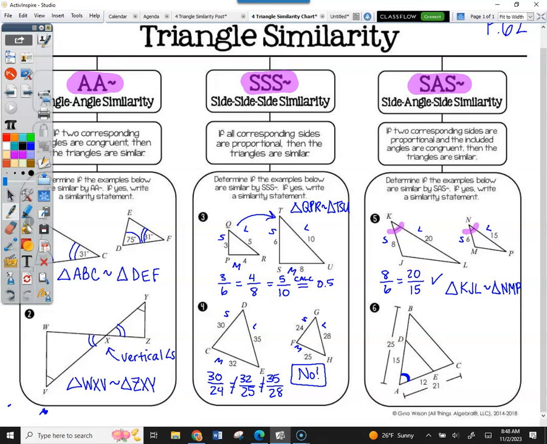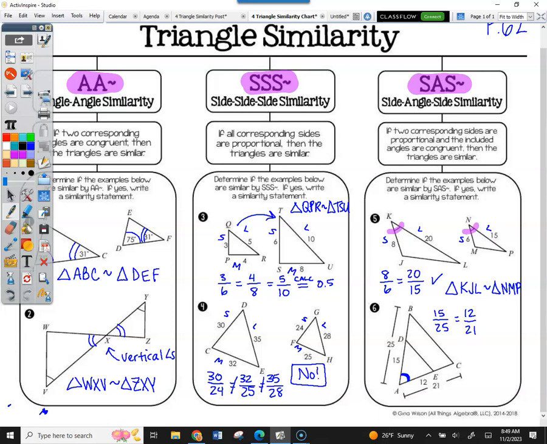So all we have to check now is our sides. And you shouldn't have to label small and large, but you can if you want to. But I can clearly see like this 15 is comparing to the 25 and this 12 is comparing to the 21. So let's set it up and let's check them. 0.6 and then 0.57. Ooh.